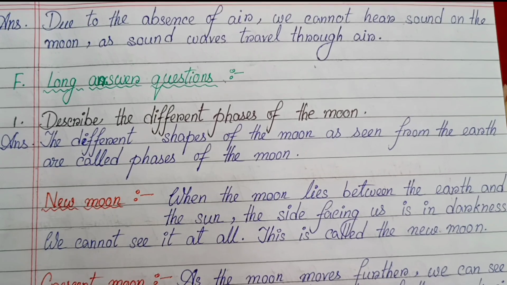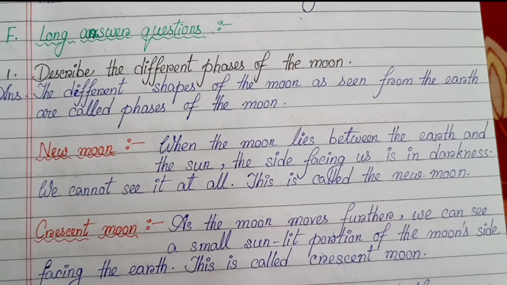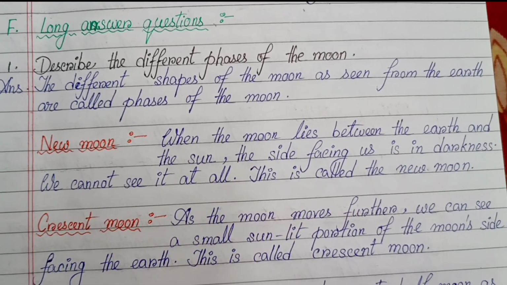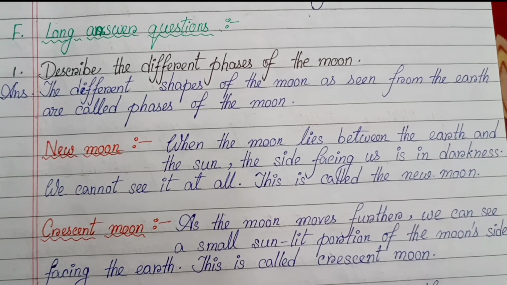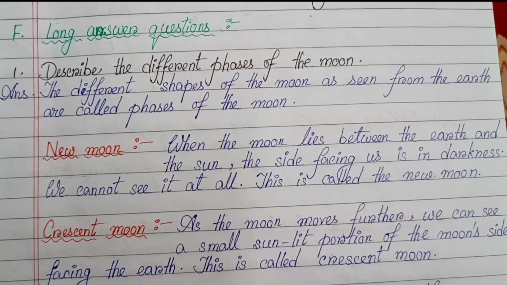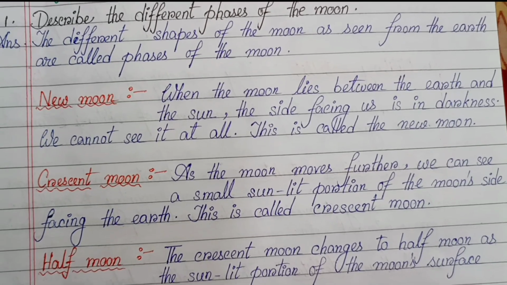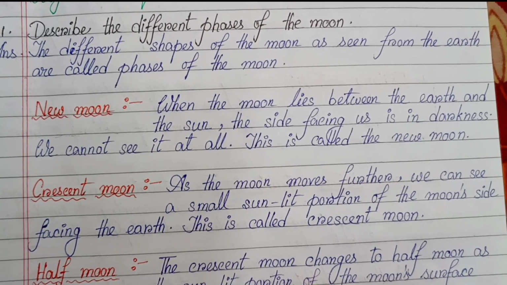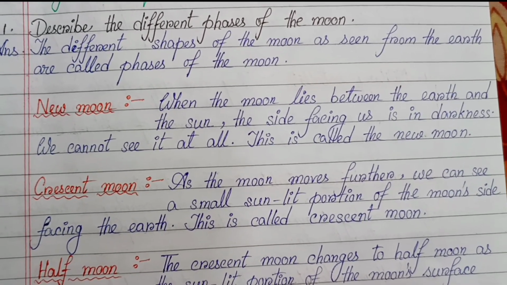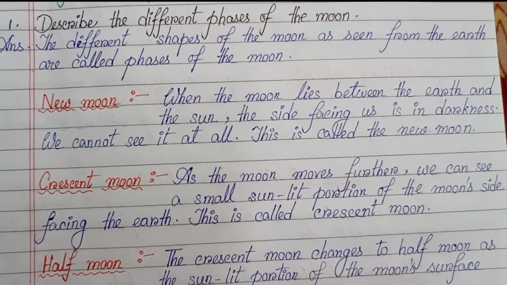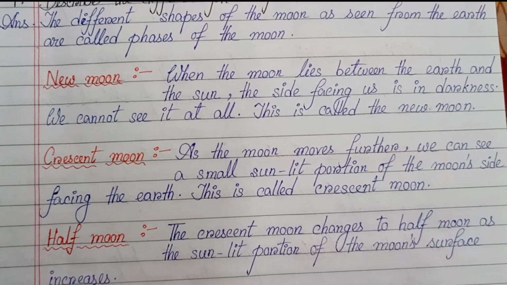Number 8, long answer questions. Number 1, describe the different phases of the moon. The different shapes of the moon as seen from the earth are called phases of the moon. New moon. When the moon lies between the earth and the sun, the side facing us is in darkness. We cannot see it at all. This is called the new moon.